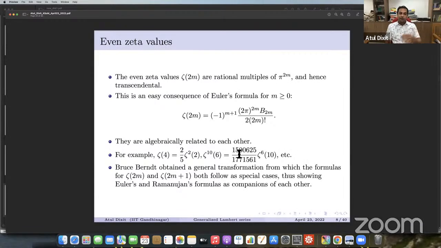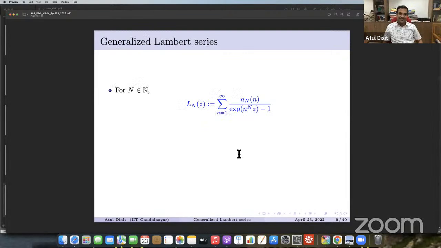So Bruce Berndt obtained a nice result, a very general result, which has as two corollaries Euler's formula for zeta 2m as well as Ramanujan's formula for zeta 2m plus 1. So both of them we can consider to be companions of each other, because both come from the same root identity. Let me also now discuss what we call generalized Lambert series.